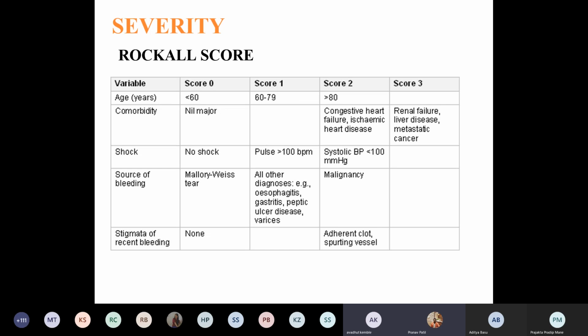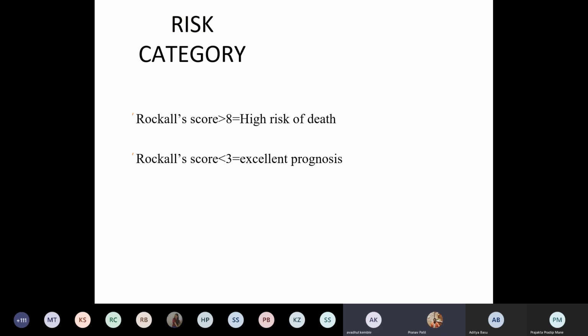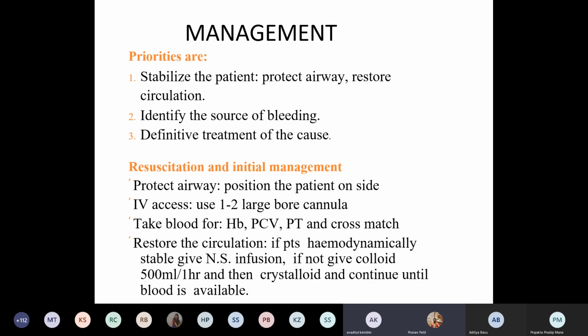Now, how is this graded? After grading of the score, for the Rockall score, if it is greater than 8, there is a high risk of death, and if the Rockall score is less than 3, an excellent prognosis is present. So if you want to know the prognosis of this upper GI bleed, this Rockall score is going to be useful.